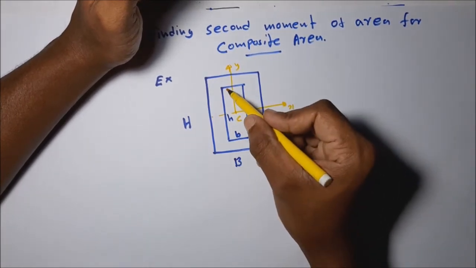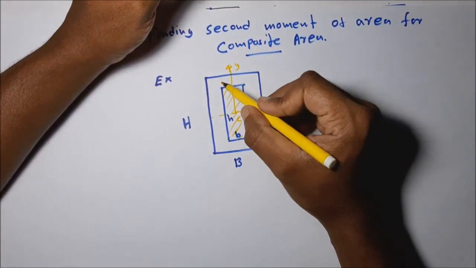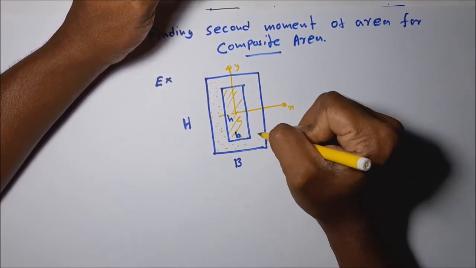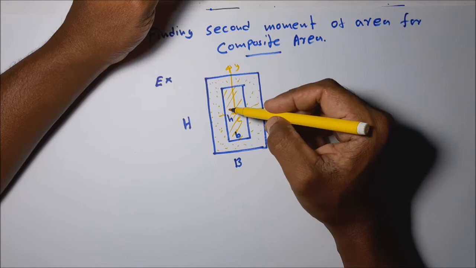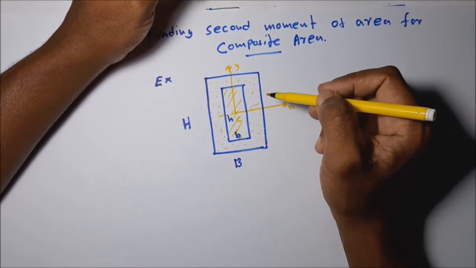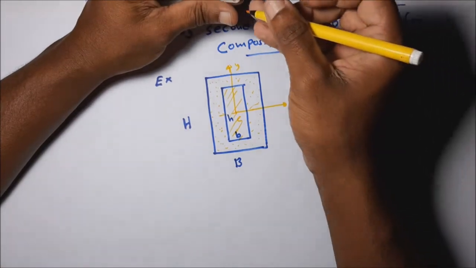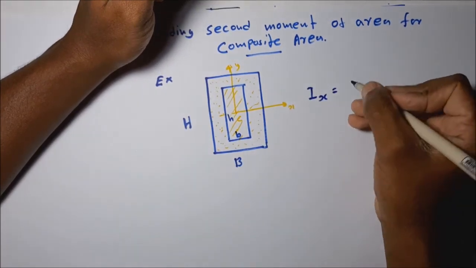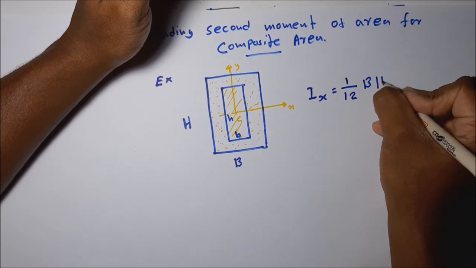Here you can see this is the hole, a rectangular one. We have to calculate the second moment of area for this surface area. You can see there are two areas, the larger rectangle and the smaller rectangle. In this situation, we can subtract, since both axes lie on the same axis. So we can directly subtract to get the resultant second moment of area. So Ix we can directly calculate. For the larger rectangular area, the value is 1 over 12 capital B H cube.